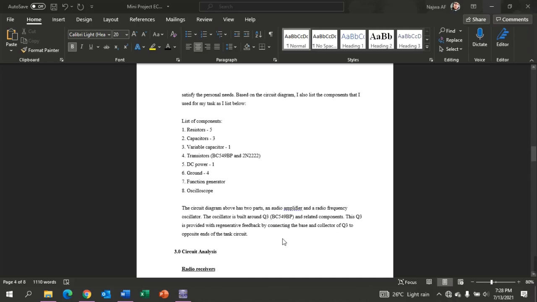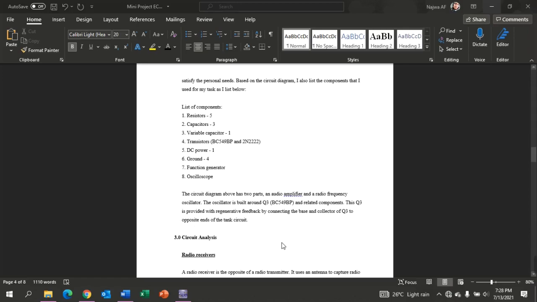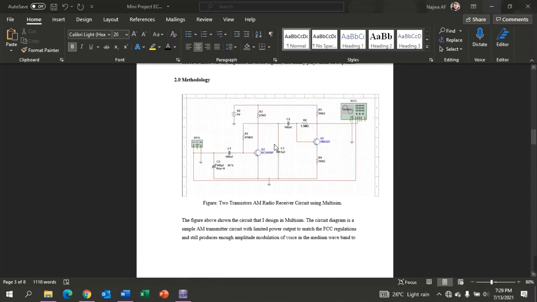The circuit diagram above has two parts, which are an audio amplifier and a radio frequency oscillator. The oscillator is built around Q3 and the relay component. This Q3 is provided with regenerative feedback by connecting the base and collector of Q3 to opposite ends of the tank circuit. The Q3 is the first transistor, and the second transistor is Q1.